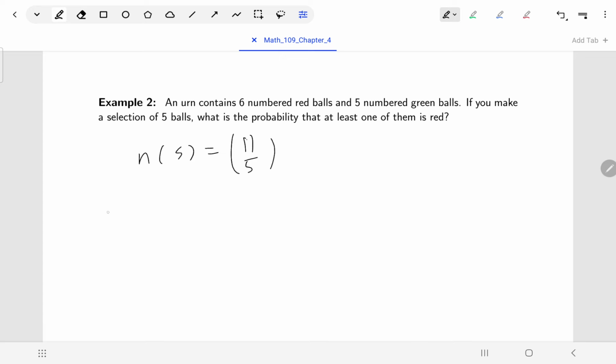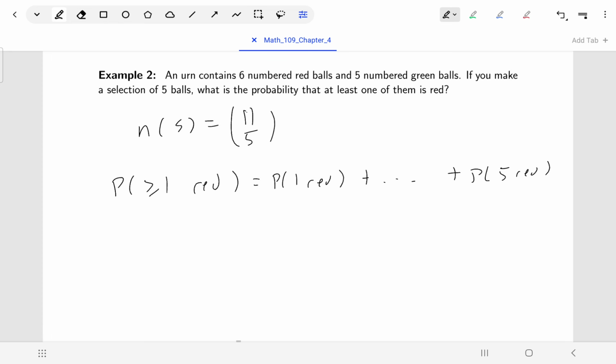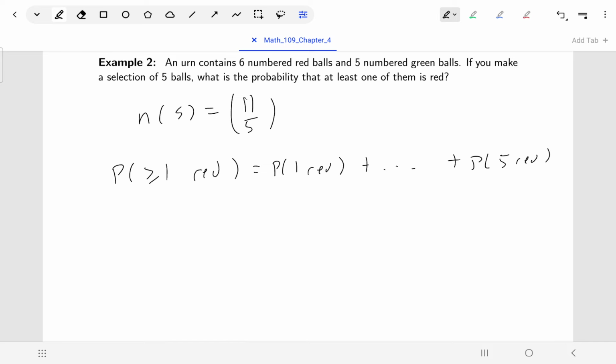And if I'm thinking about getting at least one being red, there are 5 different scenarios, because you could have 1 is red, or 2 is red, or 3 is red, or 4 is red, or 5 is red. So if I wanted to do this directly using inclusion-exclusion, I would have 5 different probabilities to compute. I'd have to find the probability of getting 1 red, or 2, or 3, or 4, or 5, and then add everybody up together.